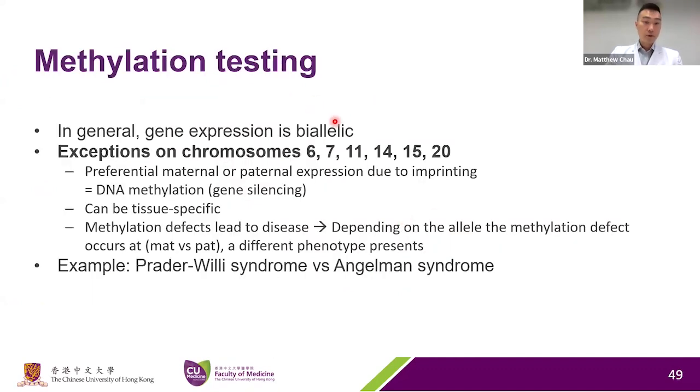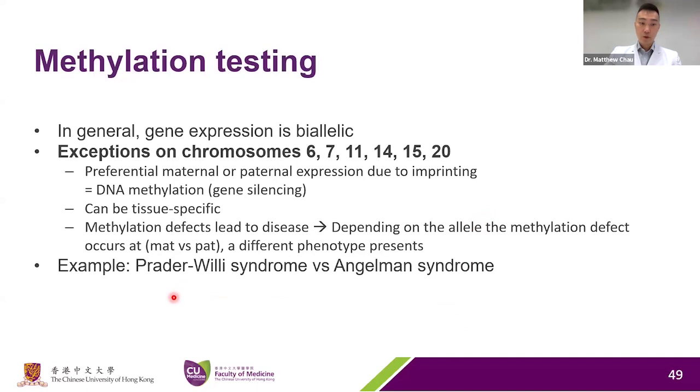Okay. Next, we'll go through methylation testing. So in general, gene expression is biallelic except for certain chromosomes that are imprinted. For example, chromosome 6, 7, 11, 14, 15, and 20. And in these cases, if you do not have biparental inheritance of these chromosomes, it can result in a clinical phenotype due to imprinting disorders. So typically, these expressions are controlled by methylation. And by testing for methylation, we can then tell whether or not one of the alleles is missing.